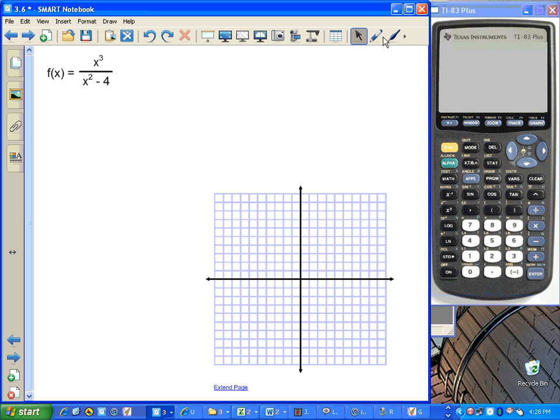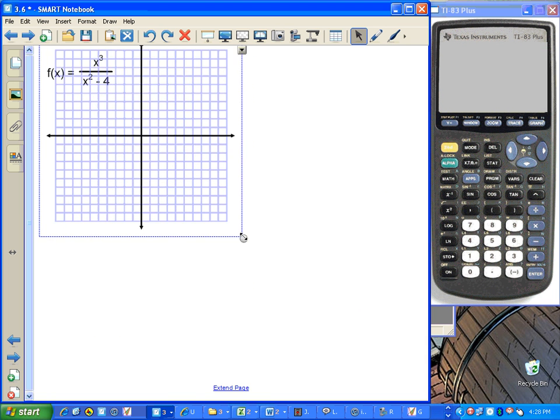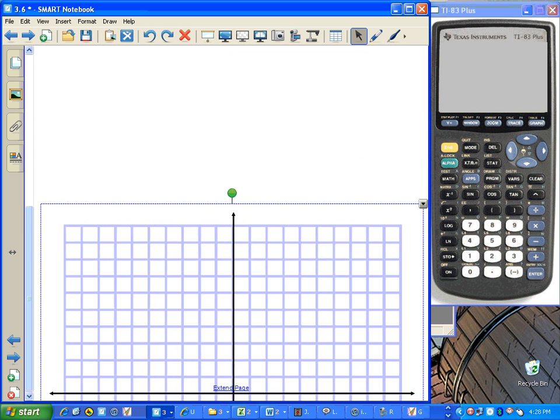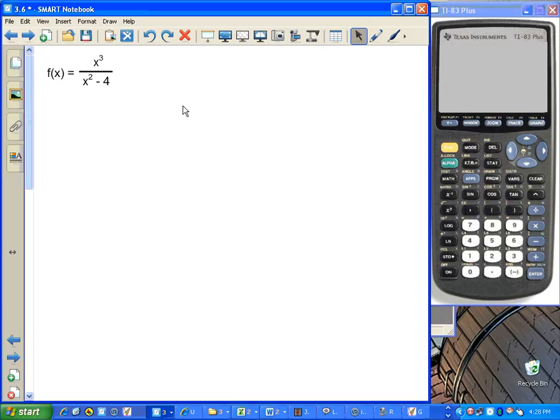So for this one, I'm going to do all the same things. Let's make my graph bigger again and move it down to the bottom. Give myself some room to work here. So same things. I need x-intercepts. So I'm going to set this thing equal to 0. The only time it's going to be equal to 0 is when x is 0. So x-intercept is going to be 0, 0.